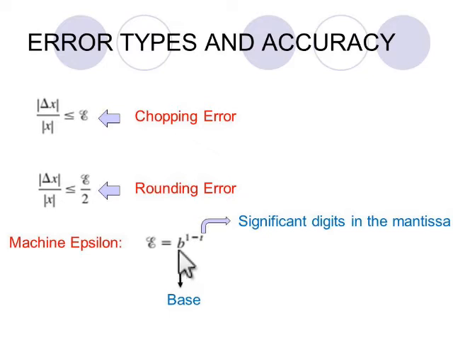Certainly you have an error, and this error can be defined as base to the power of something. In this case, it is 1 minus t. Now, t is the number of significant digits in the mantissa. That is called the machine epsilon in this case.